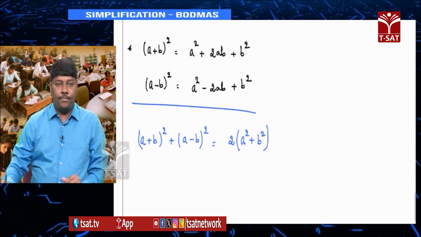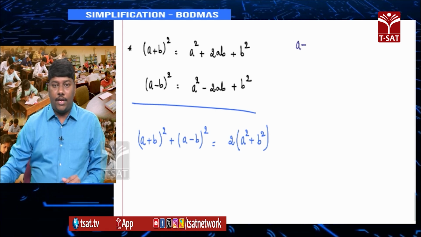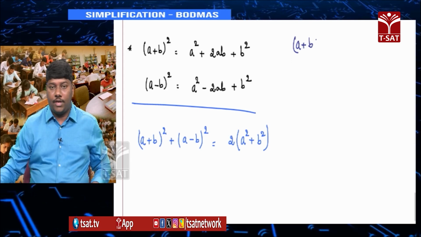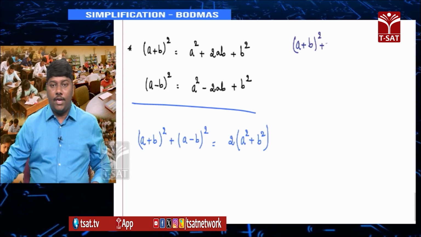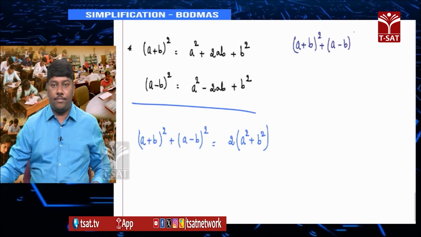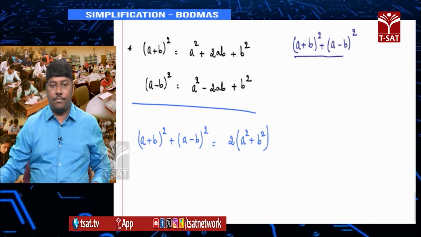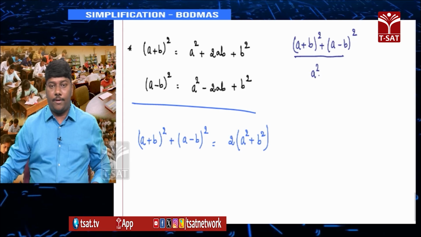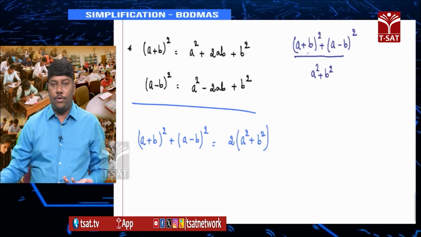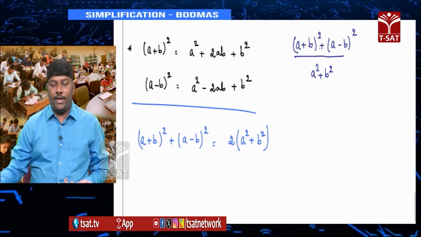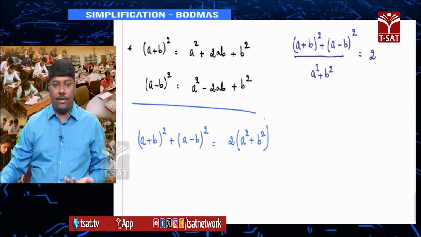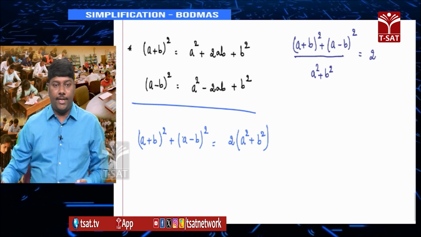Suppose, how do they give you? They may ask you a plus b whole square, where in place of a they may put something, and in place of b they may put some value. A plus b whole square plus a minus b whole square divided by a square plus b square. Now, if you are aware of what comes in the numerator, we know that it is 2 into a square plus b square. So, directly you can write it as 2 here. I am bringing a square plus b square in the denominator.